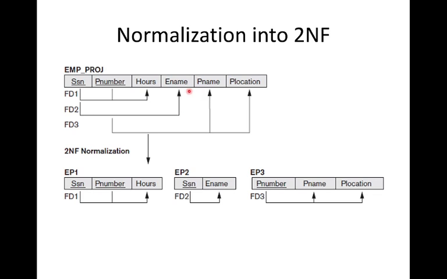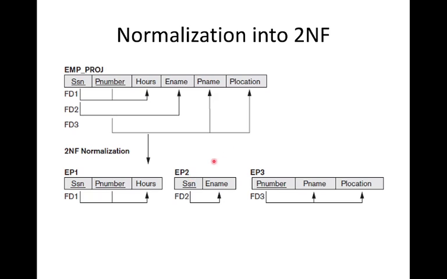For that we have to normalize it. We have to decompose it. Decomposition means we have to make it fully functionally dependent. So what do you have to do? SSN and P number and hours will form one table. So hours is now fully functionally dependent on SSN and P number. That is okay. Now E name and SSN, we will take this functional dependency separately and form another table, another relation. Now E name is fully functionally dependent on SSN, the primary key of this table.